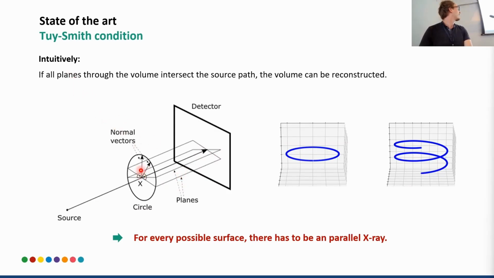And each of these planes corresponds to a normal vector. And with each view, we generate a circle of normal vectors. And now if we rotate the thing, for example, for the circular trajectory, this circle rotates too. And we have measured all of these planes. We have measured all of these normal vectors, and then it's fine. Intuitively, it means that for every possible surface, these planes, there has to be a parallel X-ray, then it can be reconstructed. So that's the Dewey-Smith condition in short.